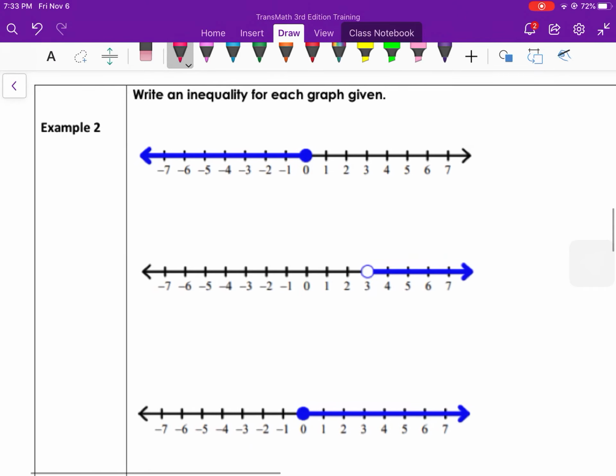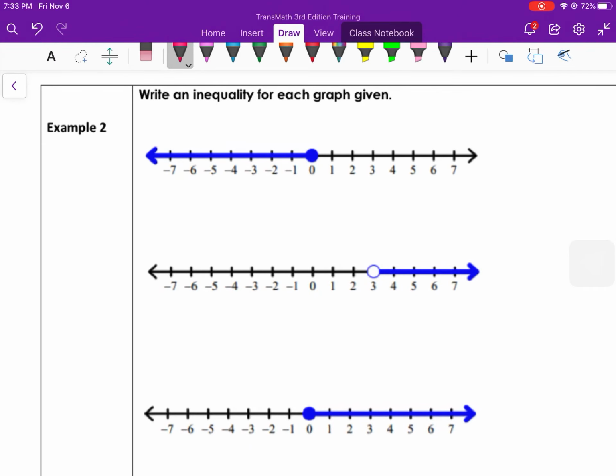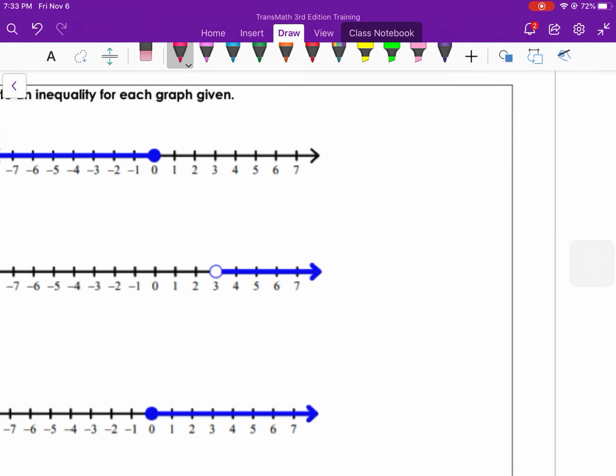Okay, so writing an inequality for each graph. So remember, let's just go off to the side note over here. We have the less than points to the left, and we make an open circle on our graph because the values that are less than a number are not equal to. So it is an open circle. And then if we have less than or equal to, it has the line underneath it, and we have a closed circle on our graph.